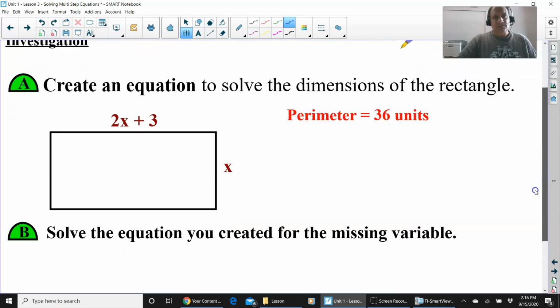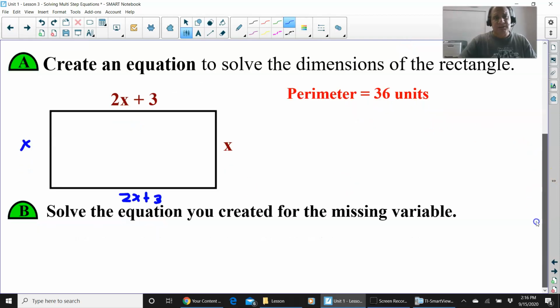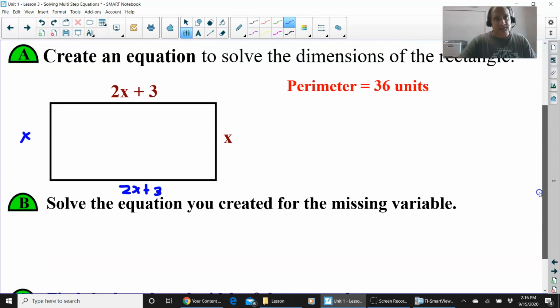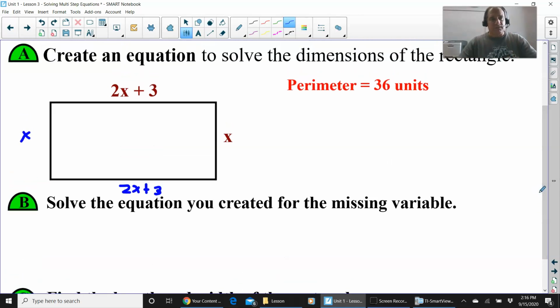All right, it says create an equation to solve the dimensions of the rectangle. Pretty much the same thing here. Go ahead, press pause, just kind of figure it out. The opposite sides of the rectangle are equal. Create that equation using all of the sides, adding them up, and then making them equal to 36. Solve that equation, and then figure out the length and the width of each. Go ahead, you can press pause and try the problem now.